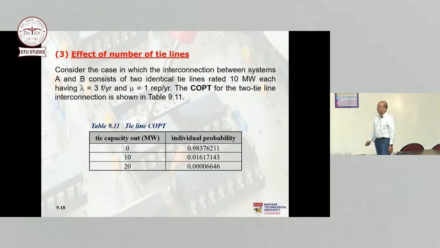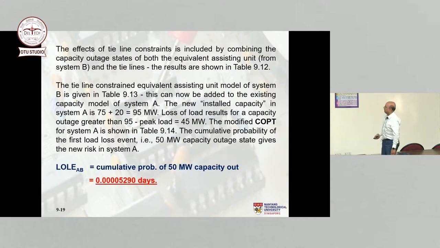Correct? Yeah, so this is what you get anyway. Hopefully you can verify those numbers. So the effects of the tie line constraint is included by combining the capacity outage states of both the equivalent assisting unit from system B and the tie lines.